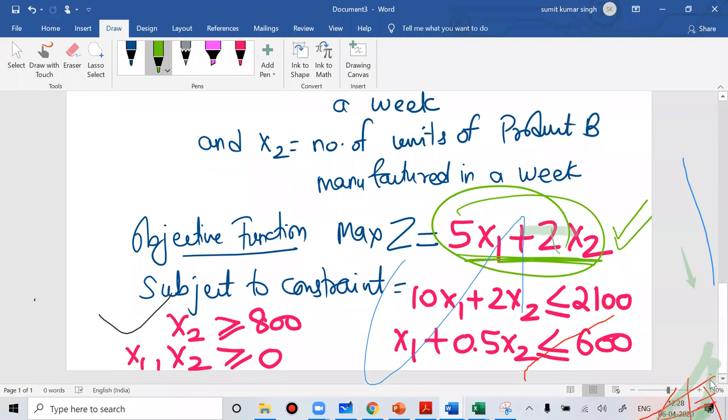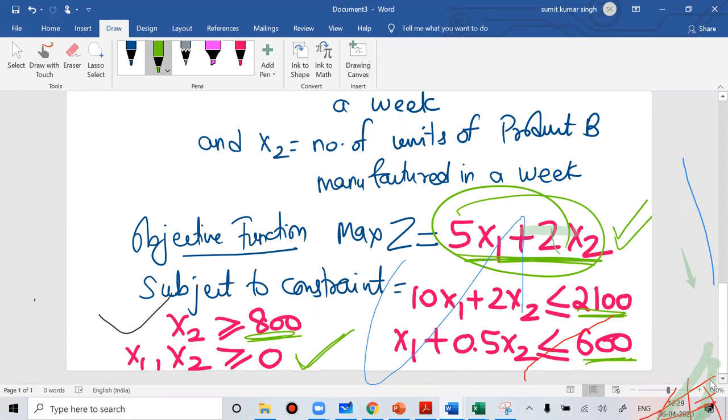One constraint is that you can work a maximum of 35 hours. The next constraint is raw material: you have a maximum of 600 kg of raw material. And the third constraint is that for product B, you have to manufacture a minimum of 800 units of product B. And the last constraint, we write, is that whatever you are manufacturing should be a positive value.